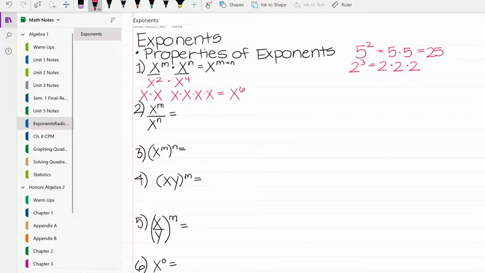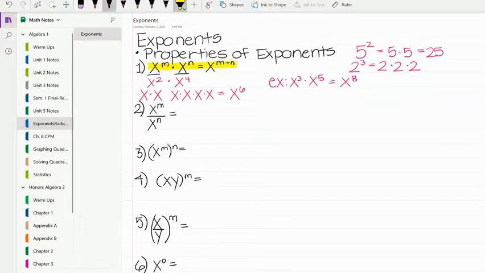Now, that's pretty annoying to draw out those x's every time. So that's why we know that if they're the same base, you can just add them. So if I have x cubed times x to the fifth, I know that that's 3 x's and 5 x's, so I can just write x to the 8th, okay? So that's our first property, and I'm going to highlight it so it stands out.